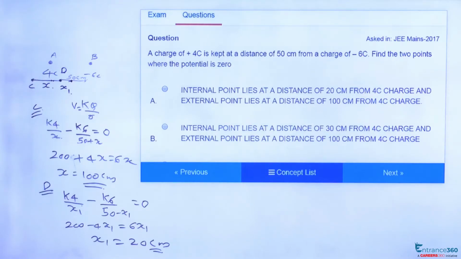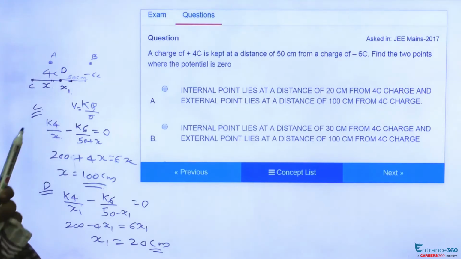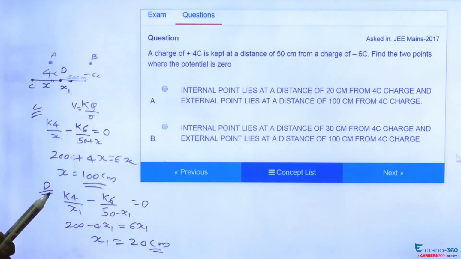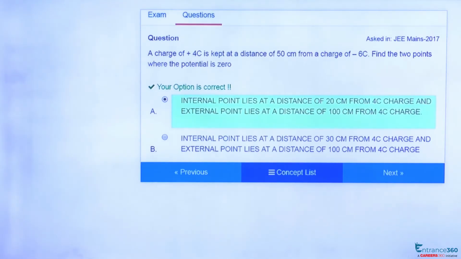So let's see the options. First option is internal point at a distance 20 centimeter from 4 coulomb. It is right. And external point lies at a distance of 10 centimeter from 4 coulomb. This is also right. So correct option is A.